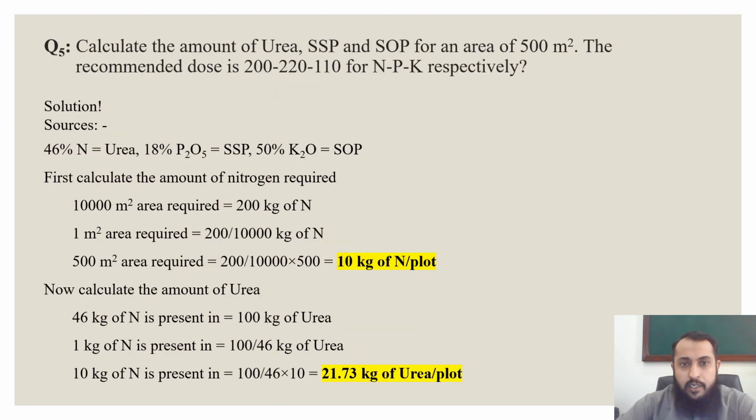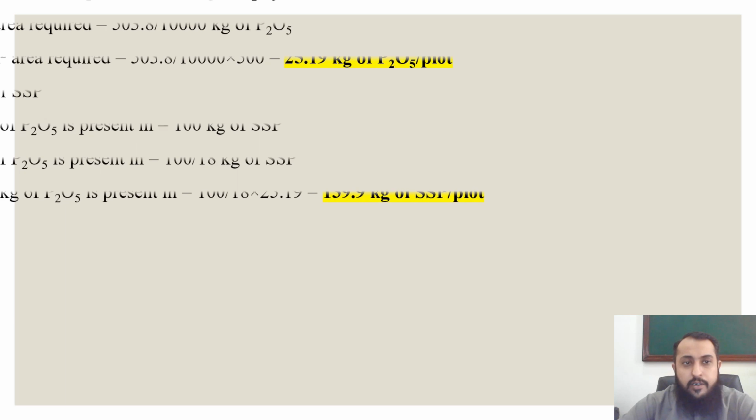In question 5, all the method is similar. The only difference is its recommended dose again for nitrogen, phosphorus and potassium, which is 200, 220 and 110 kilogram per hectare respectively for nitrogen, phosphorus and potassium. Three sources should be used: urea, SSP and sulfate of potash. Again, we require 10 kilogram of nitrogen, and which will be fulfilled by applying the 21.73 kilogram of urea for a plot area of 500 square meter.